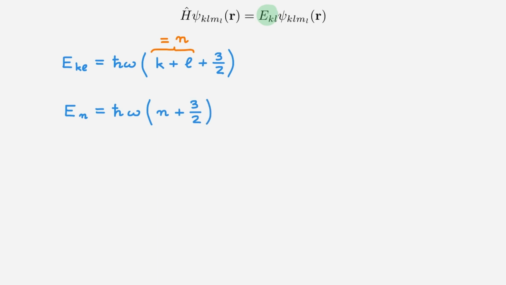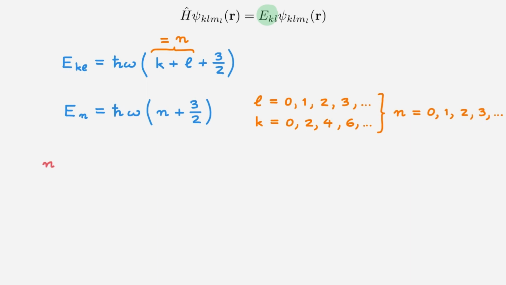On top of that, we know that the angular momentum quantum number L can take non-negative integer values. And we also found in the companion video that K can only take non-negative even values. So from these, we can conclude that n can take any non-negative integer value. We can actually say more, starting from the fact that n is equal to K plus L. Let's start with n equals 0. This will be the ground state, and the only possible values are K equals 0 and L equals 0.